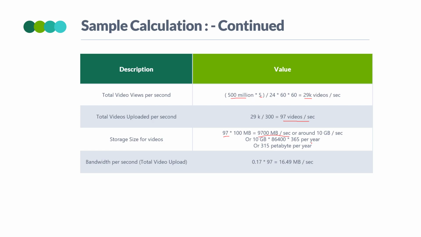Here I've also converted this per second value to per year. You can see the calculation over here. This roughly comes to around 315 petabytes per year. Similarly, you can convert it to 5 years and figure out how much storage you will need. So you can multiply it by 5.